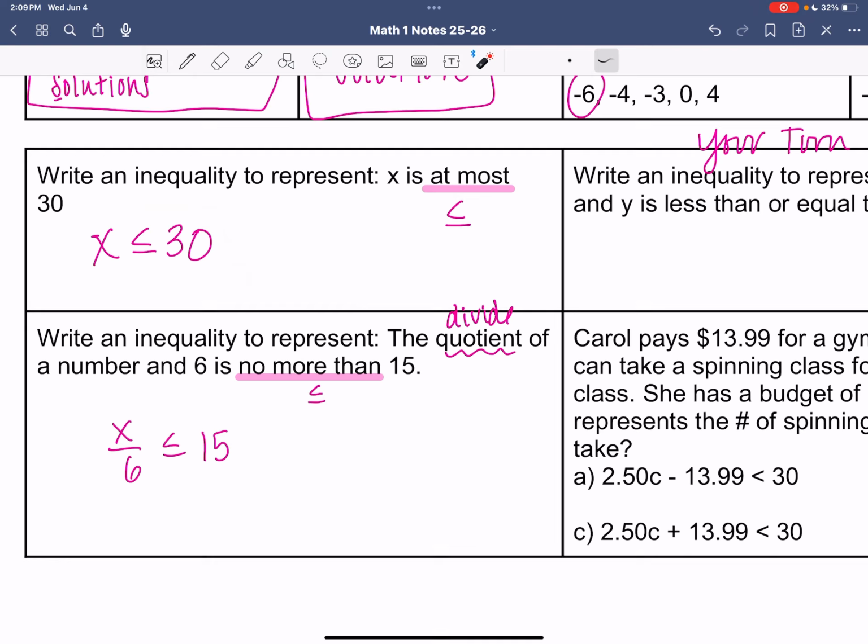All right. For this one, the quotient, well, quotient means to divide, of a number and 6. So a number and 6 is no more than, so it can't go past 15, so it has to be greater than or equal to 15.